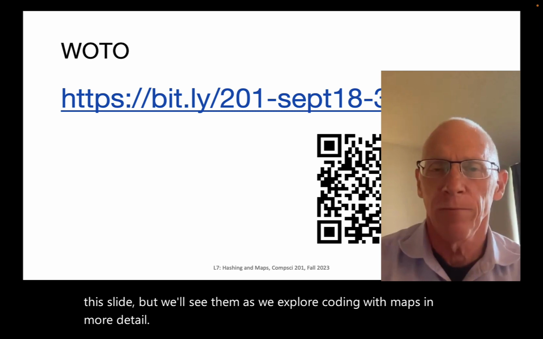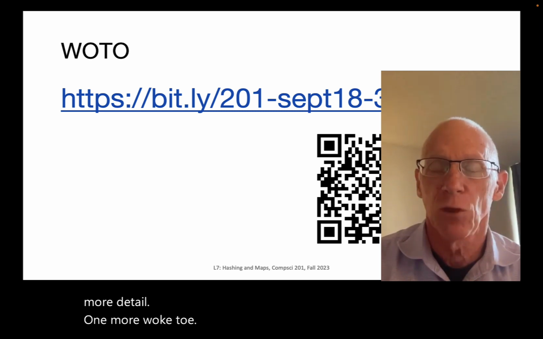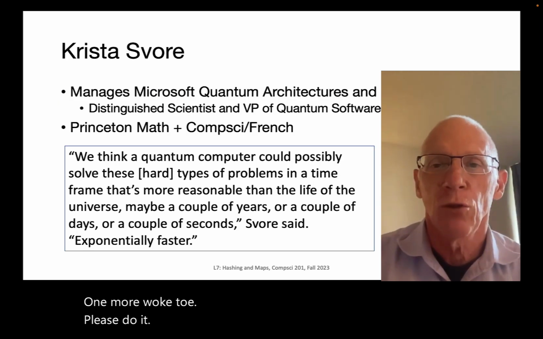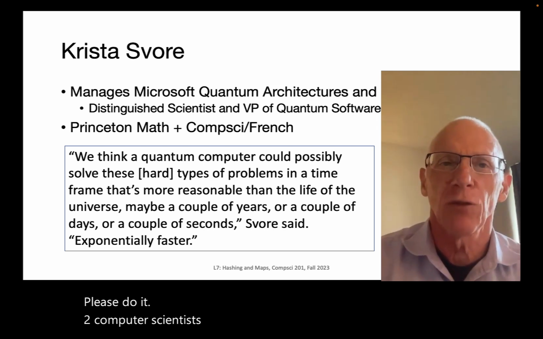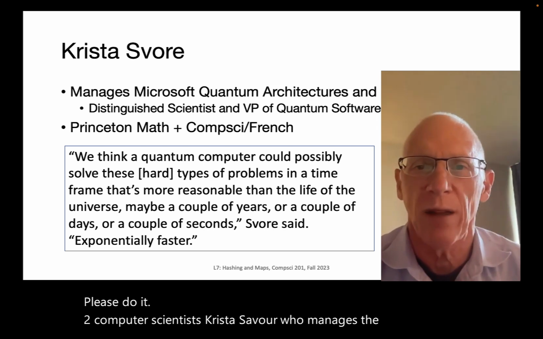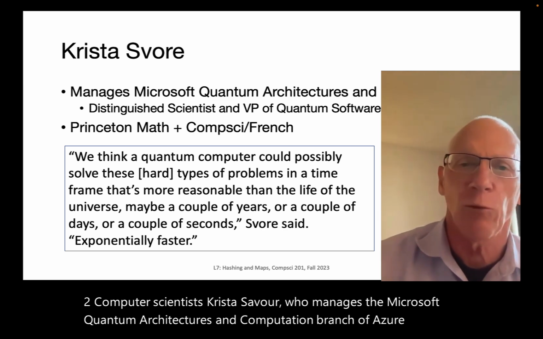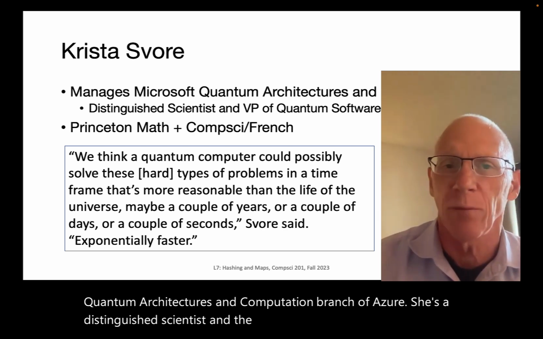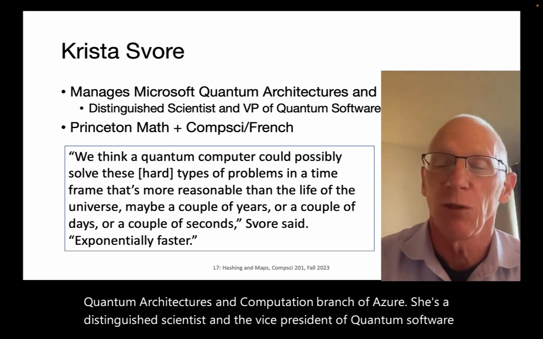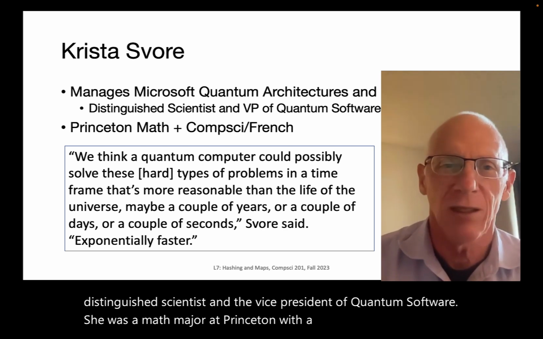One more WOTO. Please do it. Two computer scientists. Krysta Svore, who manages the Microsoft Quantum Architectures and Computation branch of Azure. She's a distinguished scientist and the vice president of quantum software. She was a math major at Princeton with a minor in computer science and French.